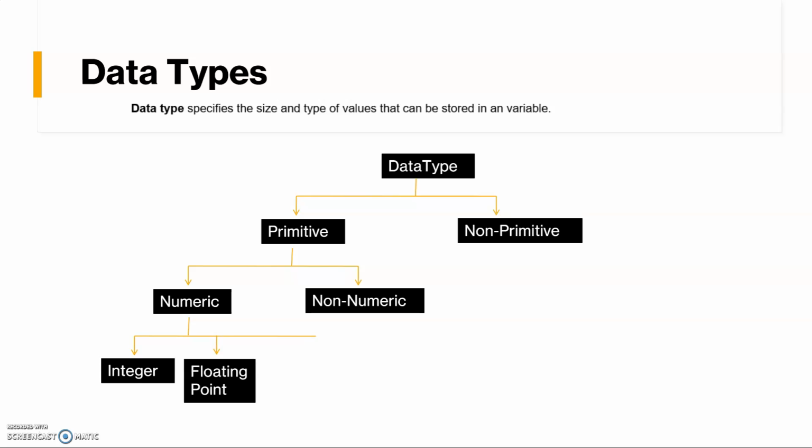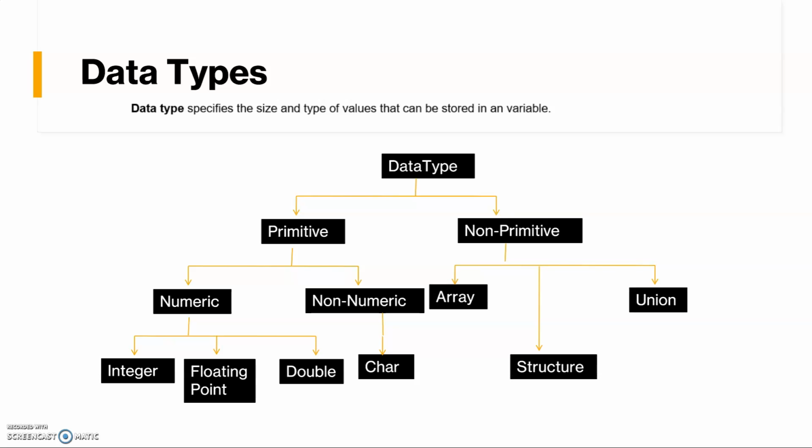Primitive data types consist of integer, float, and double, and the non-numeric data type consists of the character data type. So all this set, the primitive data type category, we have already learned. Now we will be starting to learn about non-primitive data types. Under that we already learned we have three types: array, structure, and union. So from this lecture onwards we will be learning in detail about the arrays concept.